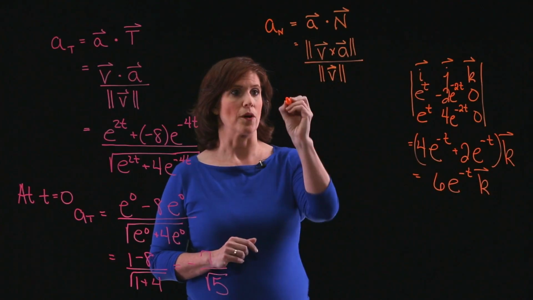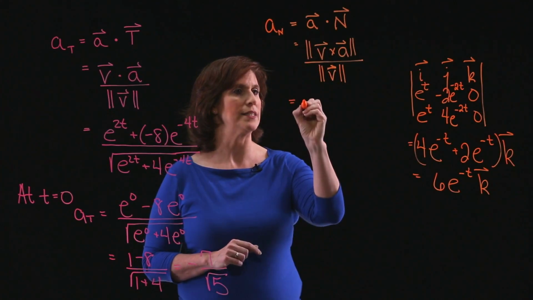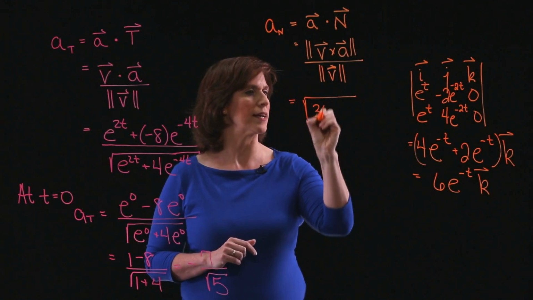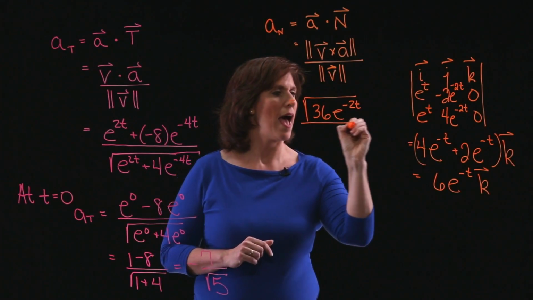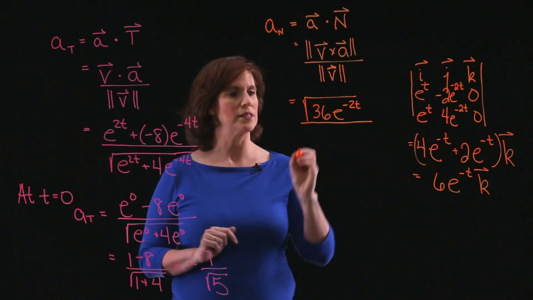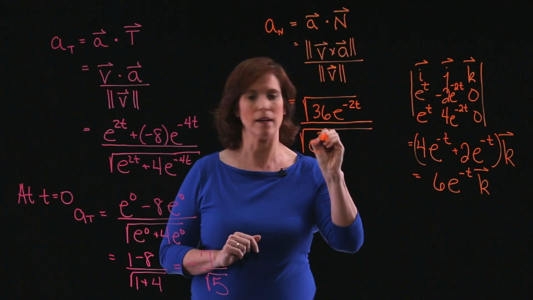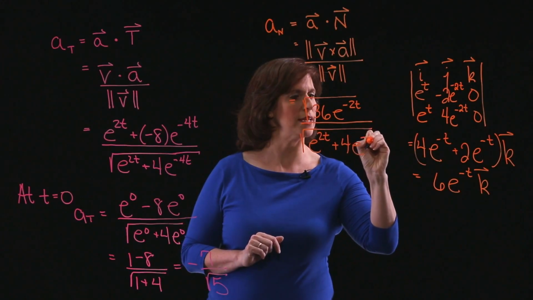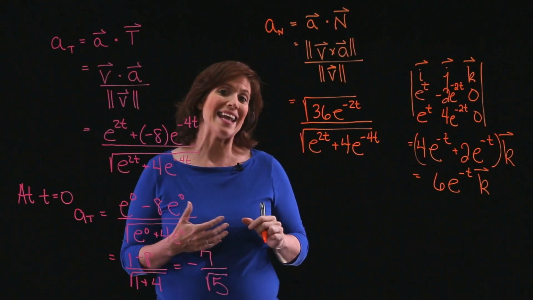All right, so that was my side work. Now let's go back to the formula. I want the norm of this vector. Okay, so I'm going to take the square root of this term squared. So that'll be 36e to the minus 2t. And then I'm going to divide that by the norm of v. I've already calculated that once before. So this is the square root of e to the 2t plus 4e to the minus 4t. All right, so that's my normal component at any point.